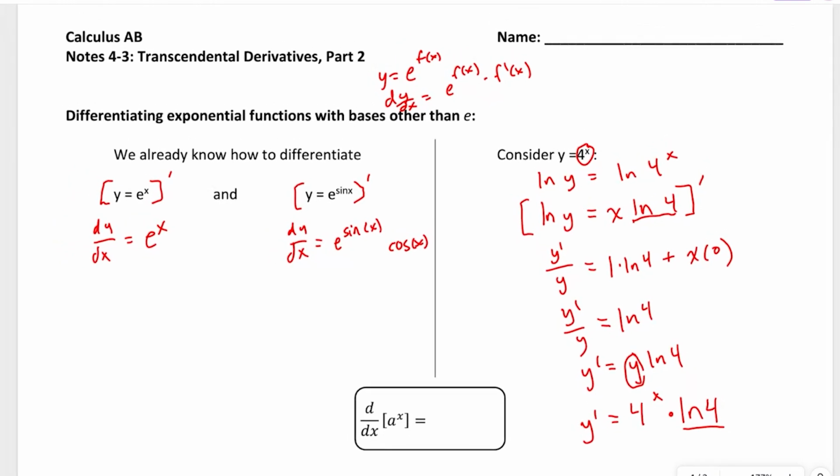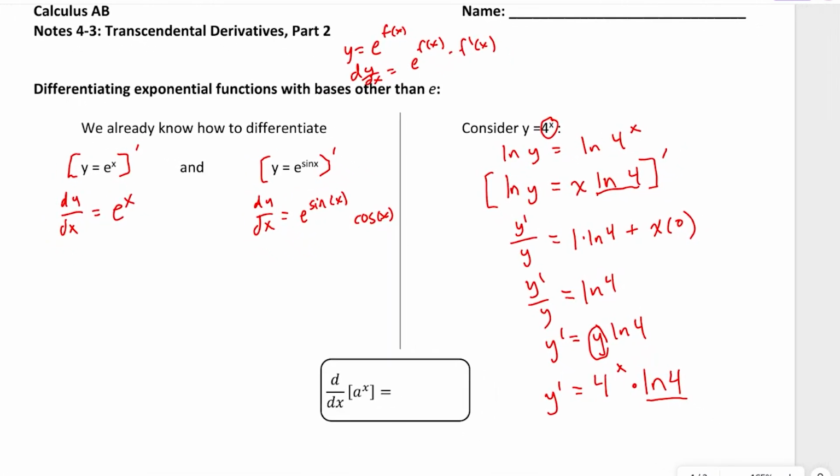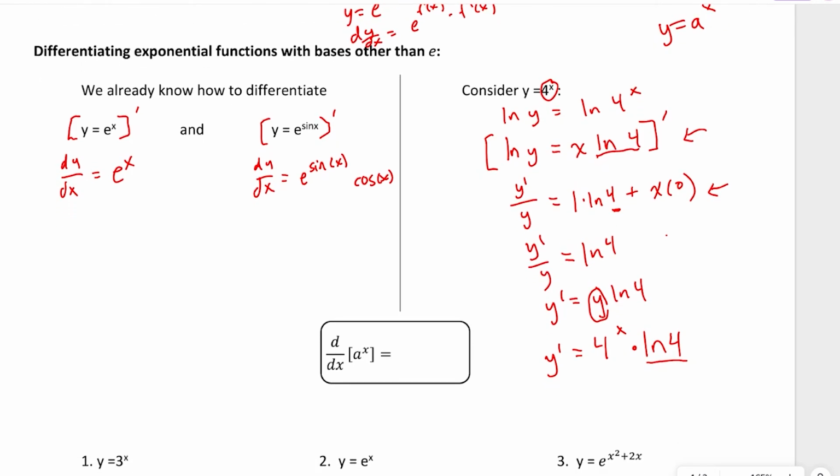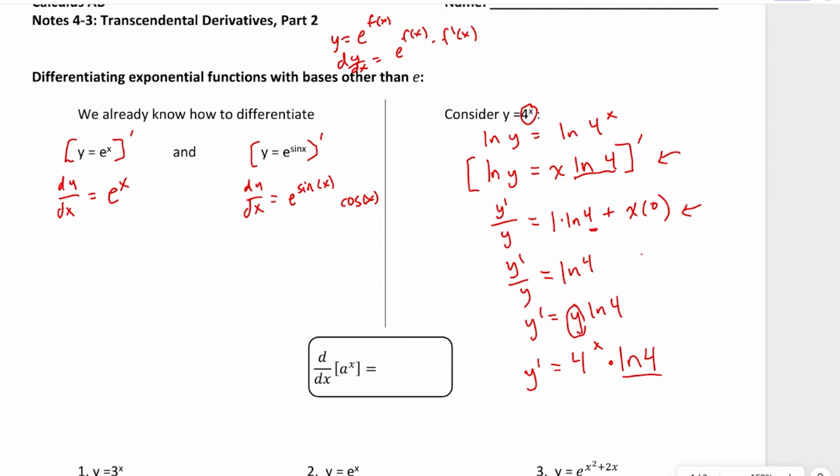So you might imagine that we could go through this process the same way, but instead of using 4, just using any other base. So if I start off with y equals a to the x, I could still differentiate both sides. I'm going to end up with a similar statement here, except this 4 would just be a. And then I'd have y prime over y equals natural log of a, and so on and so forth. And so we would have a generic derivative formula for anything to the x power.